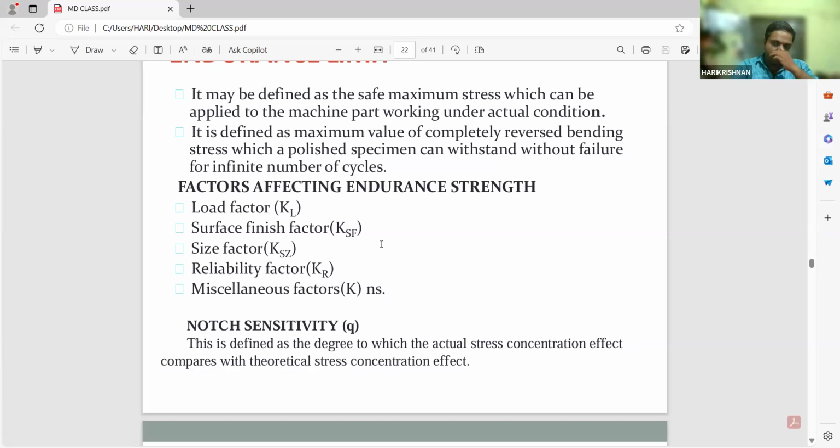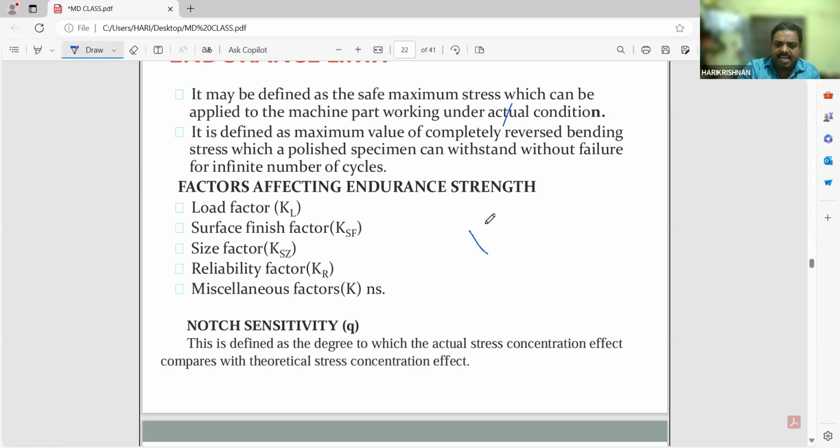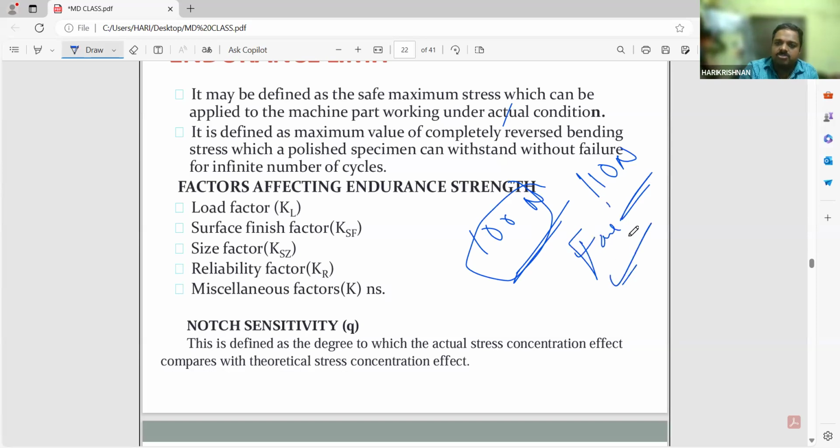It will fail. For example, if a material can withstand 100 Newton, the maximum load it can withstand is 100 Newton. If 110 Newton acts for a longer time, it will fail. So this is the criteria, and the maximum safe stress is 100 Newton. What are the factors affecting endurance strength? Load factor, surface finish factor, size factor, reliability factor, and other miscellaneous factors.